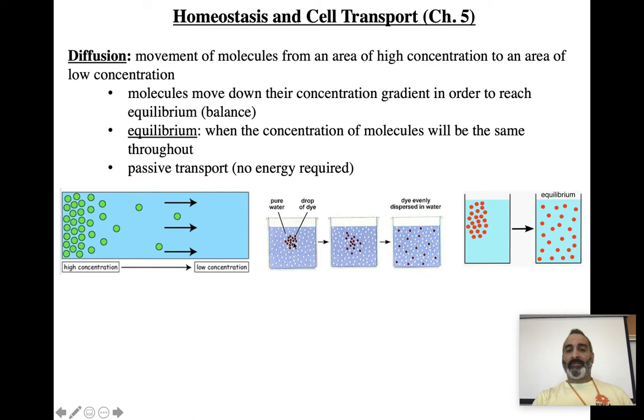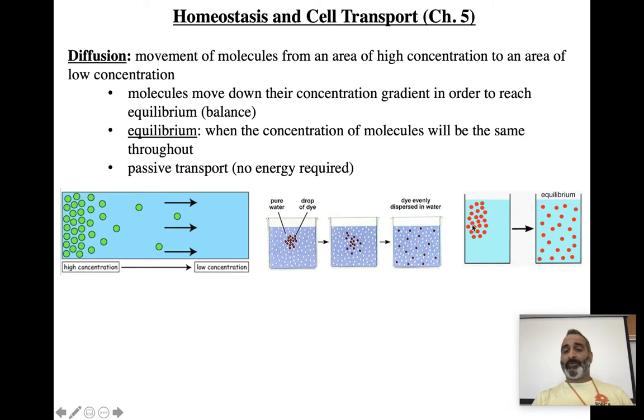So a high concentration, this is showing you a drop of dye put in pure water, and that drop of dye diffuses in all directions until it reaches a point where it is evenly distributed. When it reaches the point where everything is even throughout, it has reached equilibrium, or you could say homeostasis. So the key factor is, why do things diffuse? They move in order to balance themselves out. And when they eventually balance themselves out, they reach equilibrium or homeostasis.